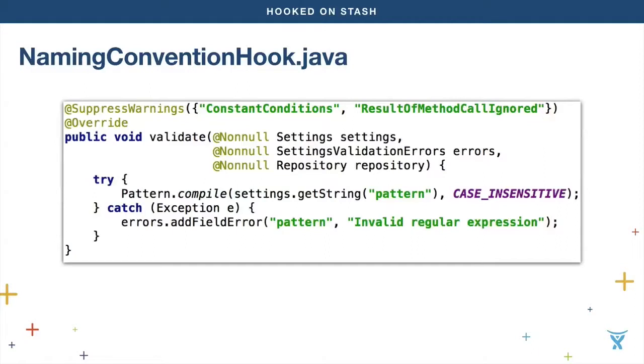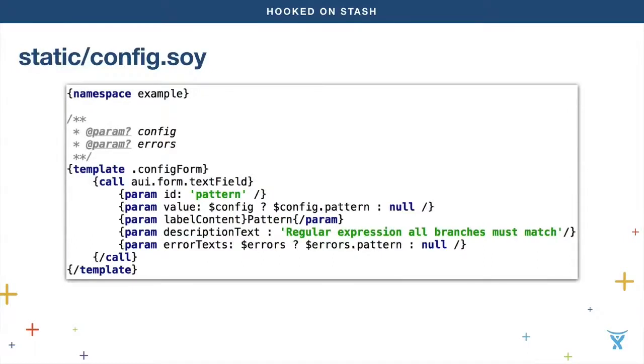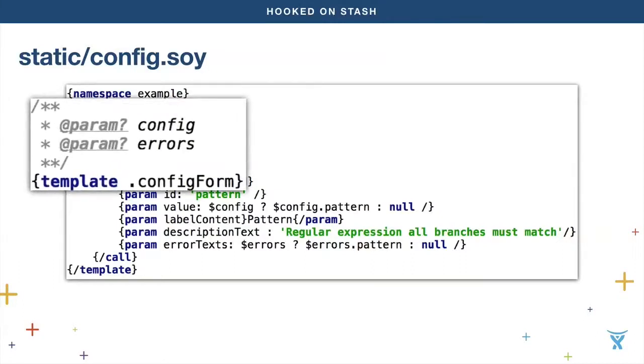The last piece of the puzzle is our configuration form. Our configuration form looks a little like this. It's written in Google Closure Templates, or SOY as it's colloquially known. There are a couple of important parts to this template. It gets passed two parameters, the config parameter, which is the settings that are going to be persisted to the database or have already been persisted, and any errors associated with a validation attempt.